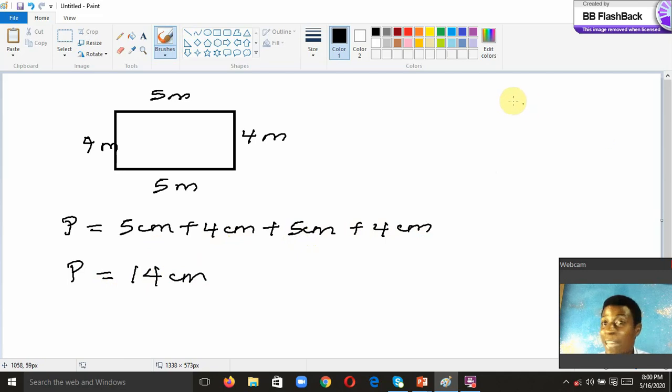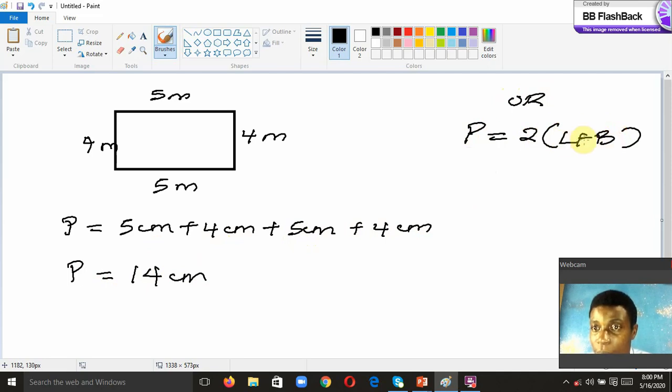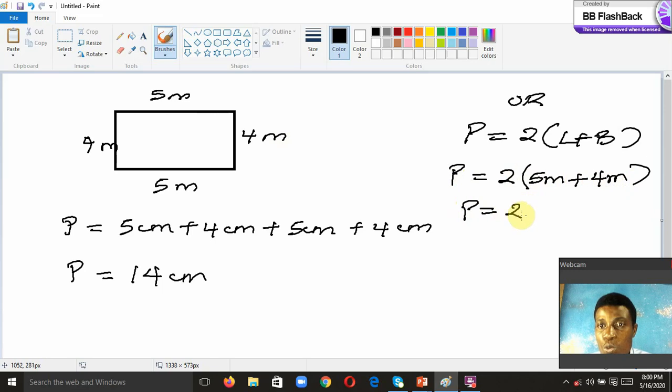Alternatively, if you feel like using the formula, remember that the formula to calculate perimeter is 2 into bracket length plus breadth. Now what's length? Length is 5 and breadth is 4. So P is equal to 2 into bracket 5 meters plus 4 meters. So P is equal to 2 into bracket 9 meters. Bracket means multiplication in mathematics. So 2 times 9 meters will give us 18 meters.